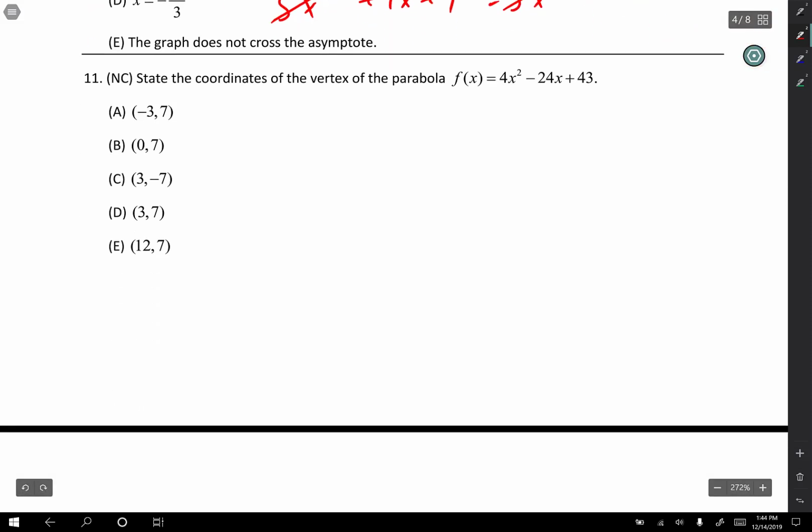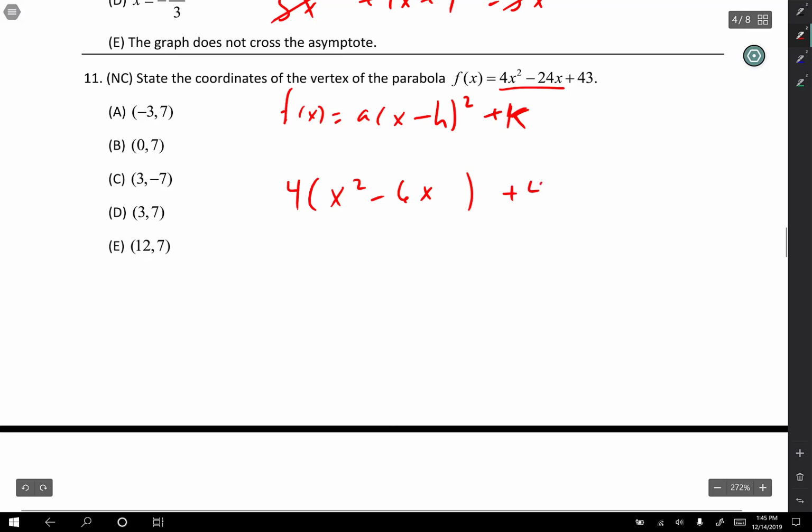All right, here we go. State the coordinates of the vertex. What we're going to do is complete the square. So what I mean by complete the square is that I want it to look like this. So that's what I'm going to be doing. I'm going to factor out a 4. And now I have x squared minus 4, 8, 12, 16, 20, 24, so that's 6x. And I still have that plus 43.